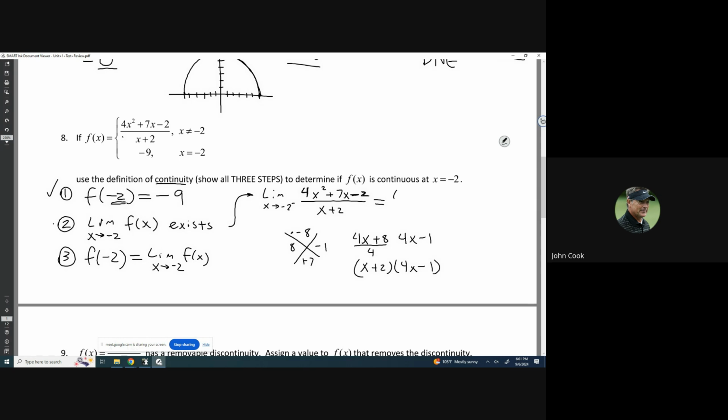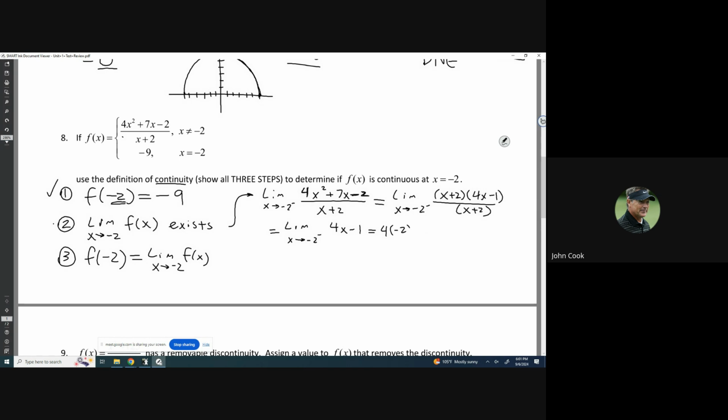So that means that this top part will factor to become x plus 2 times 4x minus 1. And then in the denominator, I've got another x plus 2, and of course it's going to simplify here in a second. Okay, so there we go, factored, and that's what I end up with. If the x plus 2's cancel out, then this is equal to the limit as x goes to -2 on the left-hand side of just 4x minus 1. And then if I plug in -2 for this, I get -2 times 4, and then minus 1, and that's going to be -9. So that looks good so far.